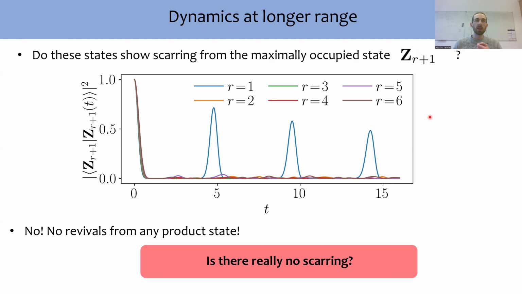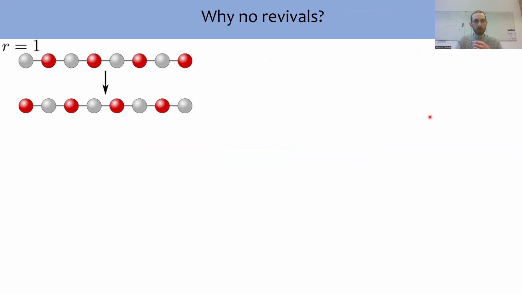Well, to understand this, we first have to understand why we don't see revival from these initial states. And of course, this is still an interacting many-body system, so we cannot really understand the dynamics exactly, but we can have a relatively helpful picture of what happens during the dynamics. So let's take the dynamics of the case where we know we have scars, the PXP model.